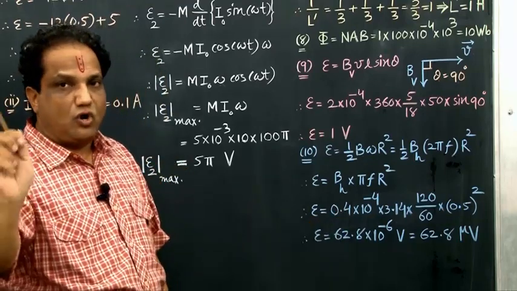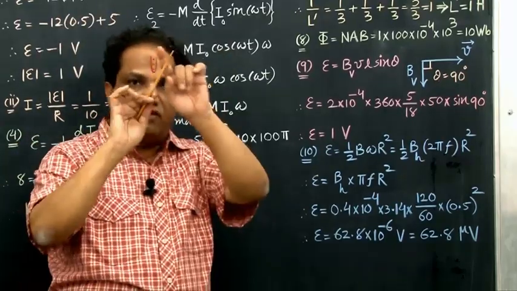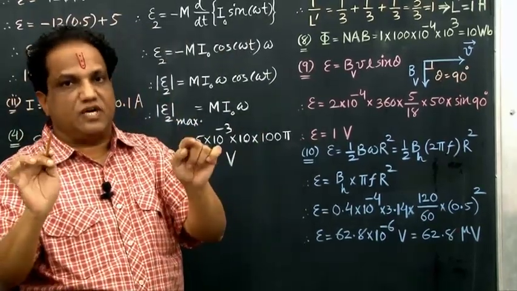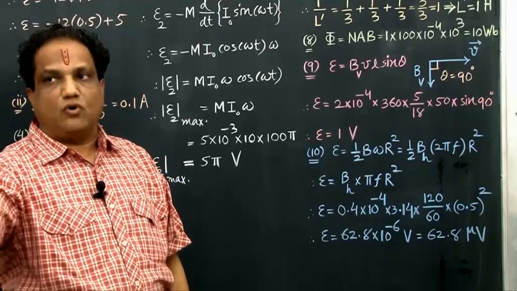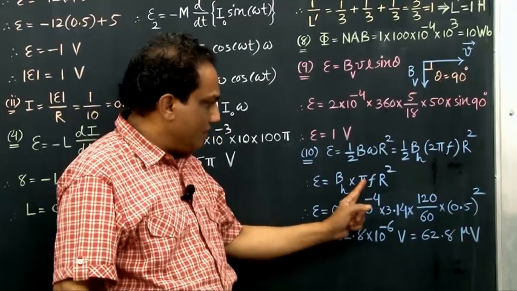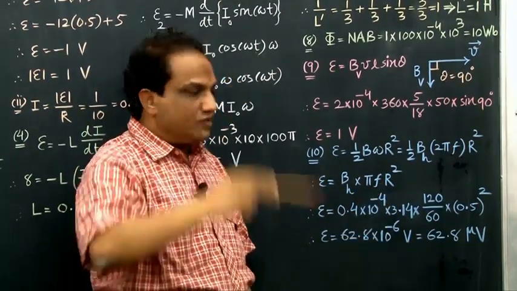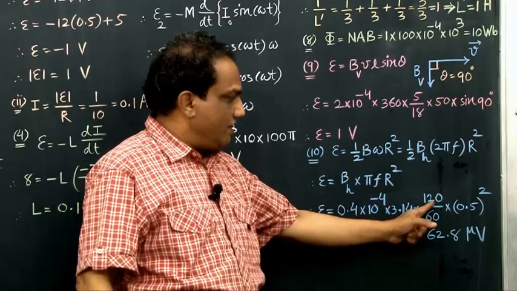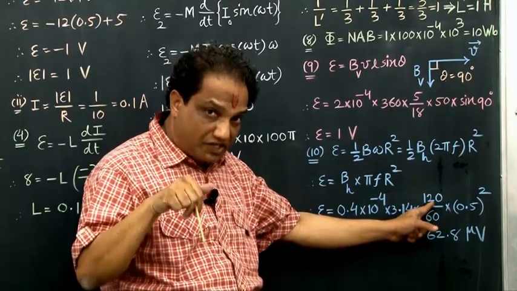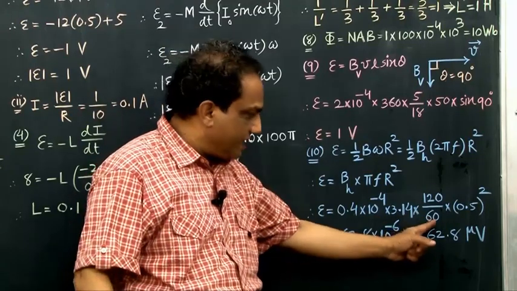You must convert Gauss to Tesla, multiply by 10 raised to minus 4. I have given you a chart, and in that chart you will find all the conversions. Going from Gauss to Tesla, you must multiply by 10 raised to minus 4. Pi value is 3.14. What about the frequency of rotation? You are given 120 revolutions per minute. Minute will not do, it is in the denominator. 1 minute is 60 seconds.